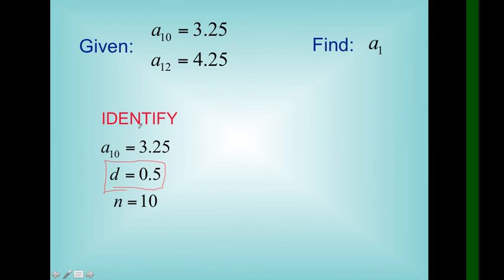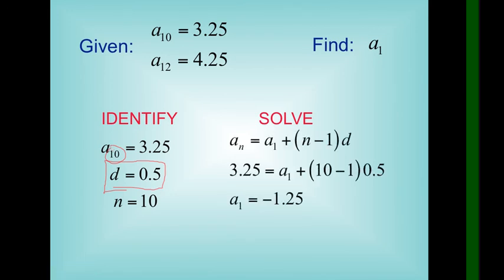Now, why is our n 10? Because it's obvious, right, we have 10 here. Now, to solve, okay, since we know we have the term, a sub 1 is what we will use. So, we just pick one. We chose a sub 10. So, we have a sub n equals a sub 1 plus n minus 1 times d. If we pick 12, our n is 12. So, since we chose a sub 10, our n is 10. So, we have 3.25 equals a sub 1 plus 10 minus 1 times 0.5. So, our answer here is 9, right?